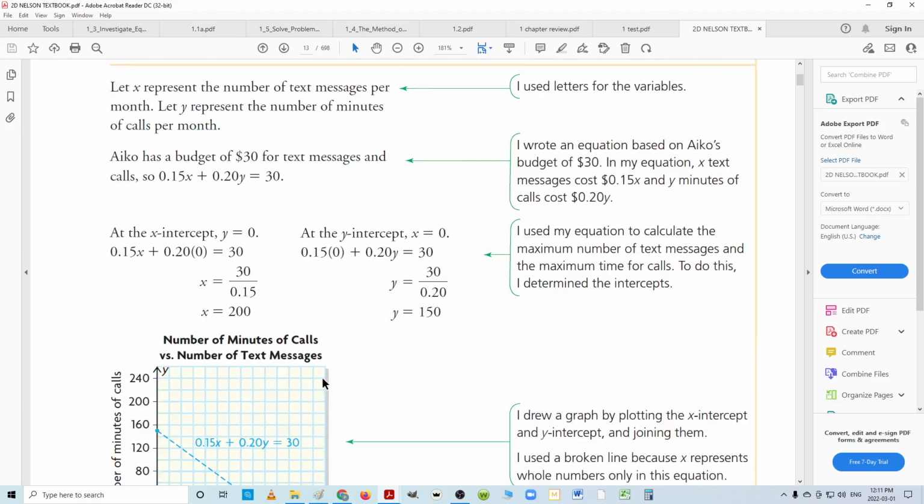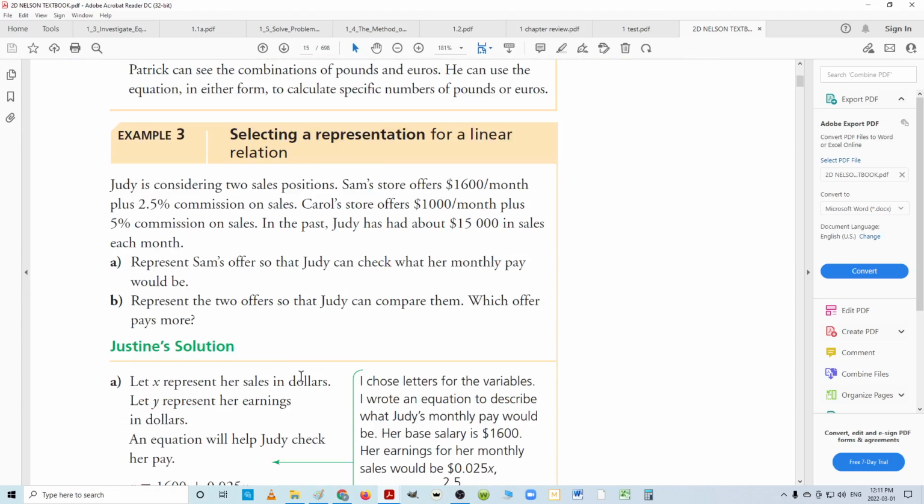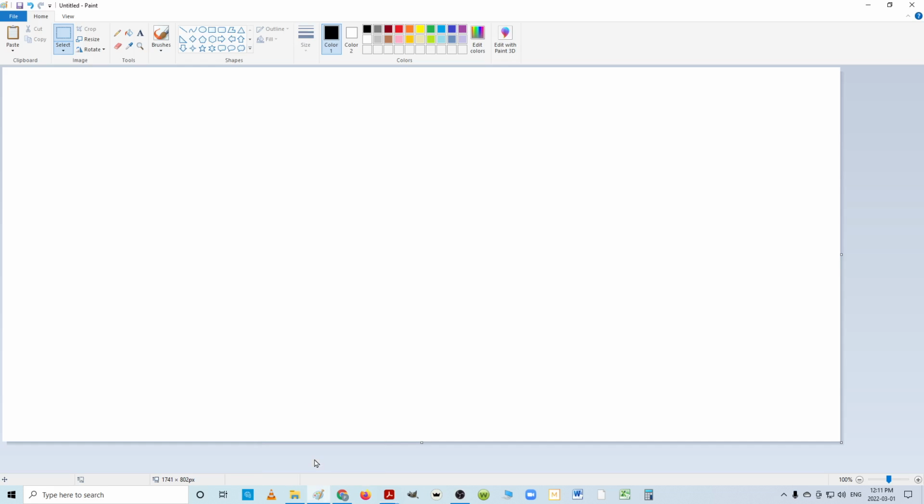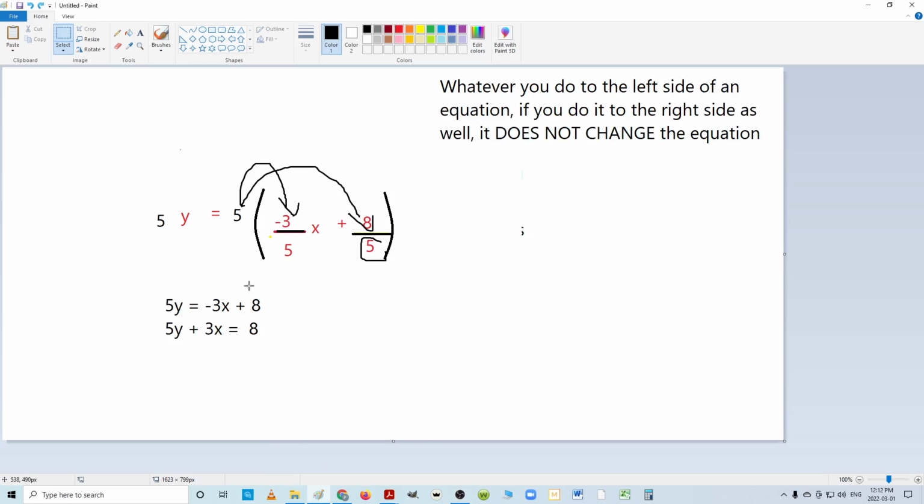So go down to your Nelson at the very end of the chapter, and you'll see a similar summary right there. And you can see that it more or less explains what we need to know. We need to know how to graph a line. We need to know how to write the equations I just went over, and a table of values. Now you might say, what's the table of values? How does a line even work?